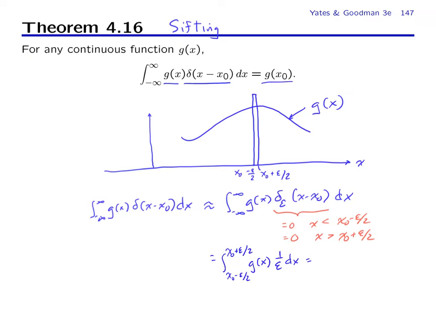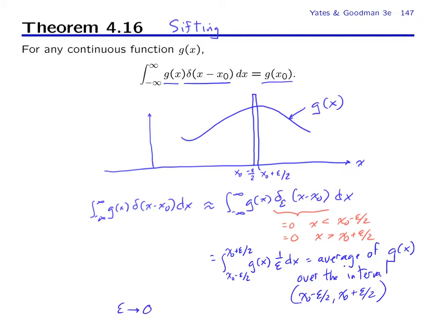And this value is actually equal to the average of g of x over the interval x0 minus epsilon over 2, x0 plus epsilon over 2. As epsilon goes to 0, this average is going to be equal to g of x0.